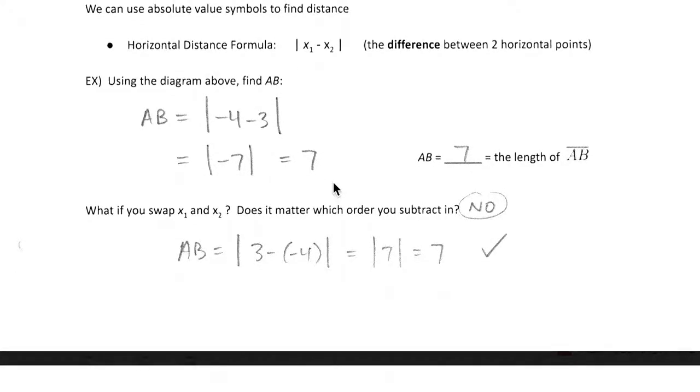All right, maybe you're asking, does it matter which order I subtract in? What if I was looking at it from right to left? Well, let's check it. Let's see if we do 3 minus -4. 3 minus -4 becomes 3 plus 4, and we get +7. No use for the absolute value there because it gave us a positive distance to begin with. So no, it doesn't matter what order you subtract in inside absolute values because it will make the answer the same positive value afterwards.